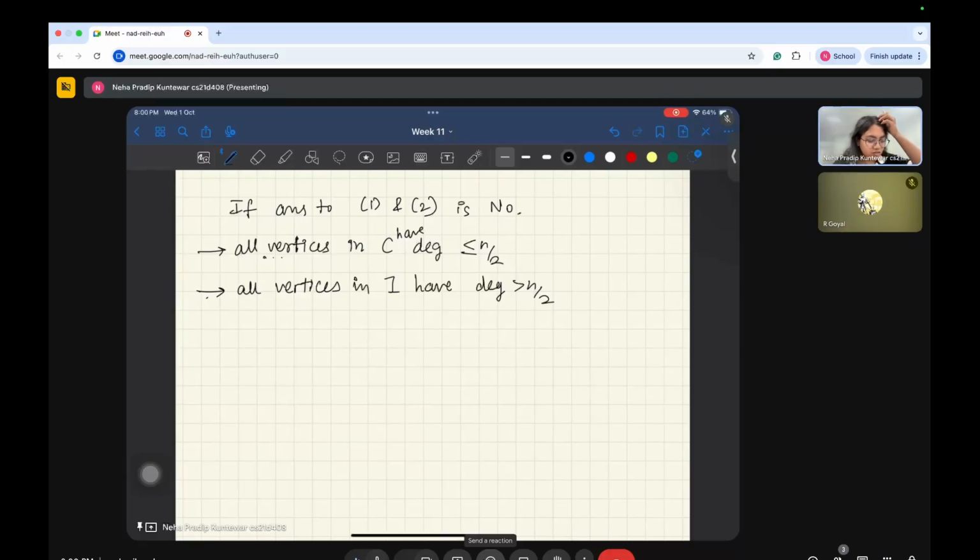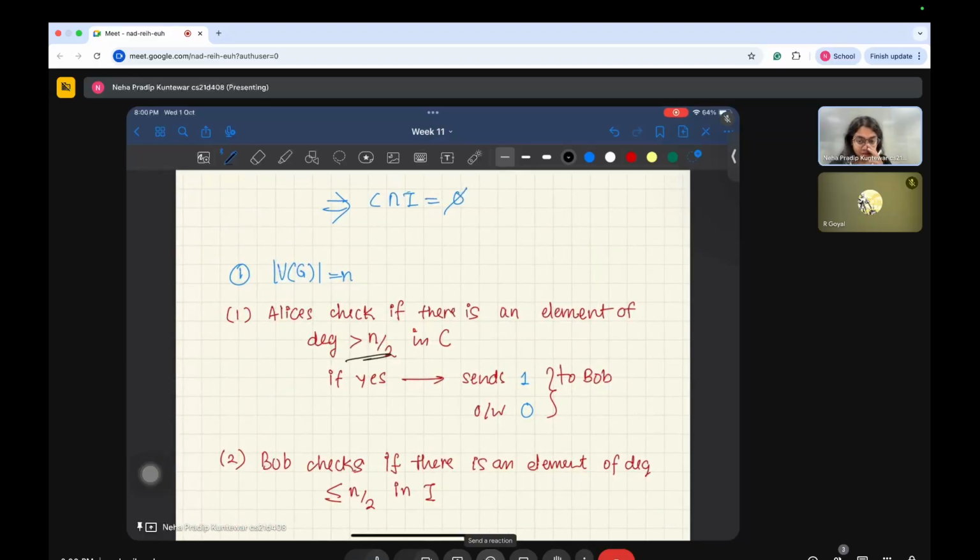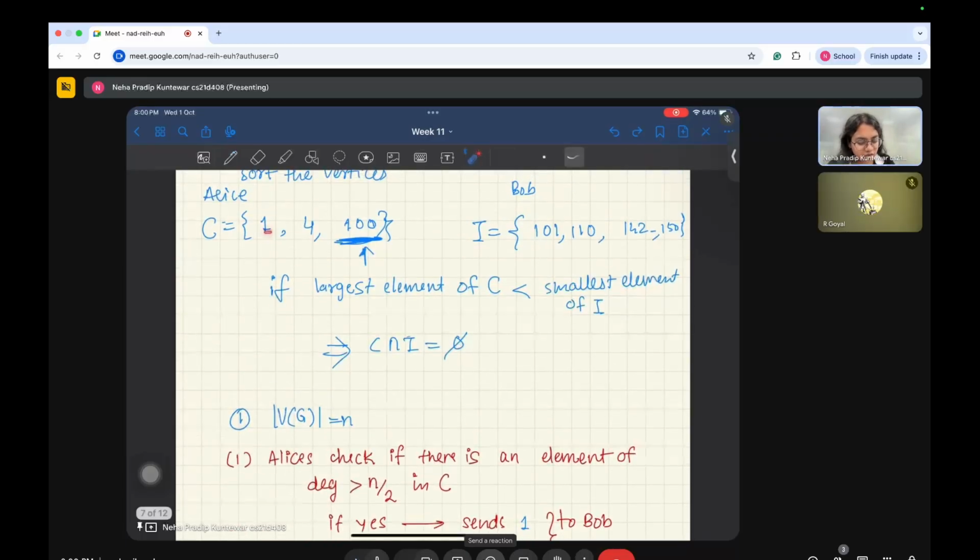No, no, no. We are not representing them by degrees. We're just looking whether there's a vertex of degree greater than n by 2, and we're just answering, doing that local computation and conveying it to Bob. Yes, and that's why I guess I shouldn't have pointed here, because those are different things.